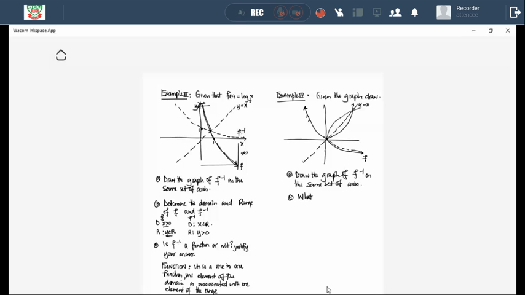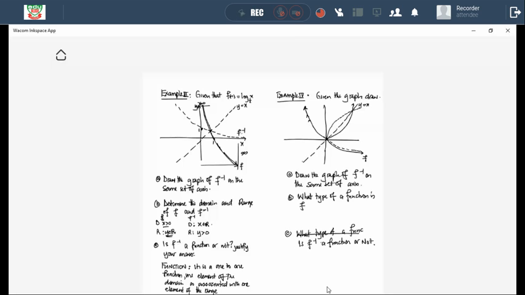B. What type of a function is f? C. What type of a function is f inverse? Is it a function or not? Justify your answer.